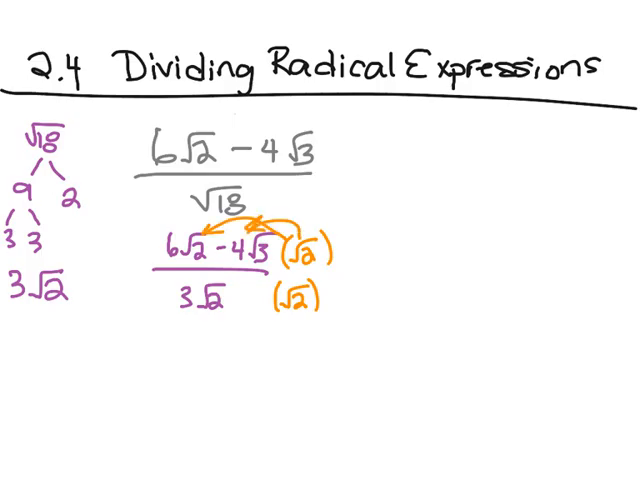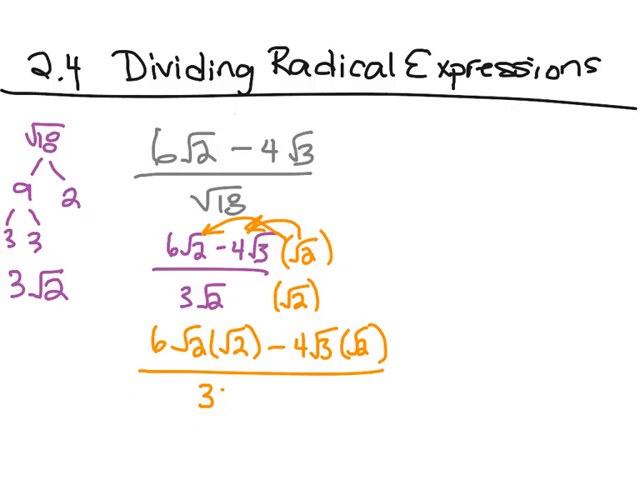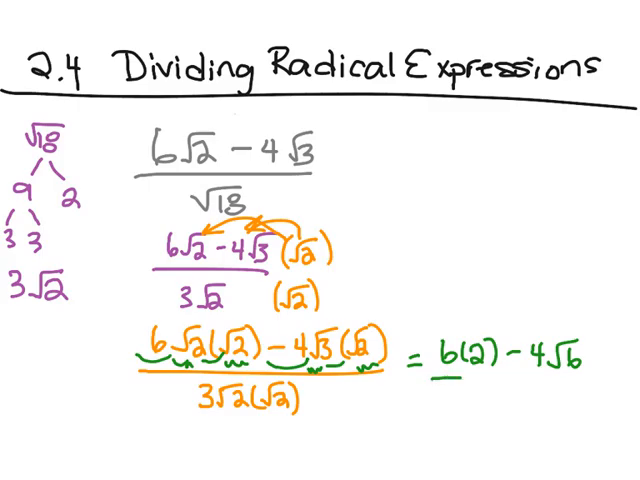So we're going to distribute. So we have 6 root 2 times root 2 minus 4 root 3 times root 2 over 3 root 2 times root 2. This will simplify. 6 times 1 is 6. Root 2 times root 2 is just a 2. Negative 4 times 1 is negative 4. And root 3 times root 2 is root 6. On the bottom, we should have root 2 times root 2, which is 2. So 3 times 2. And I just wrote a 3 instead of a 2.